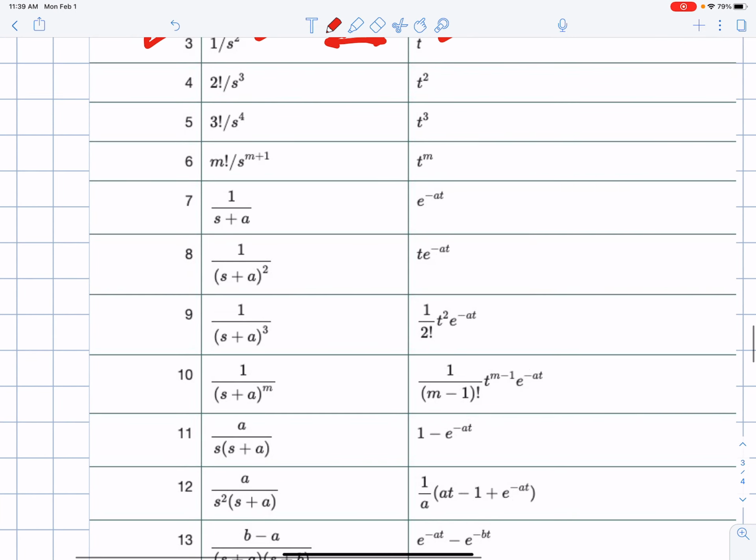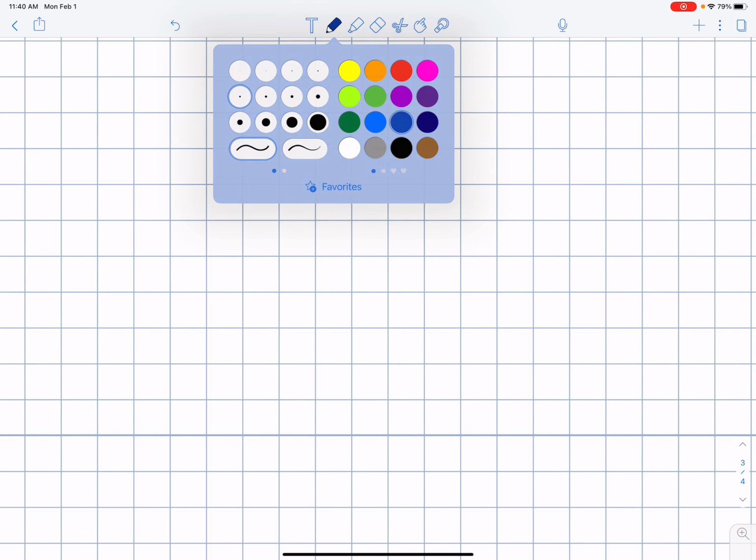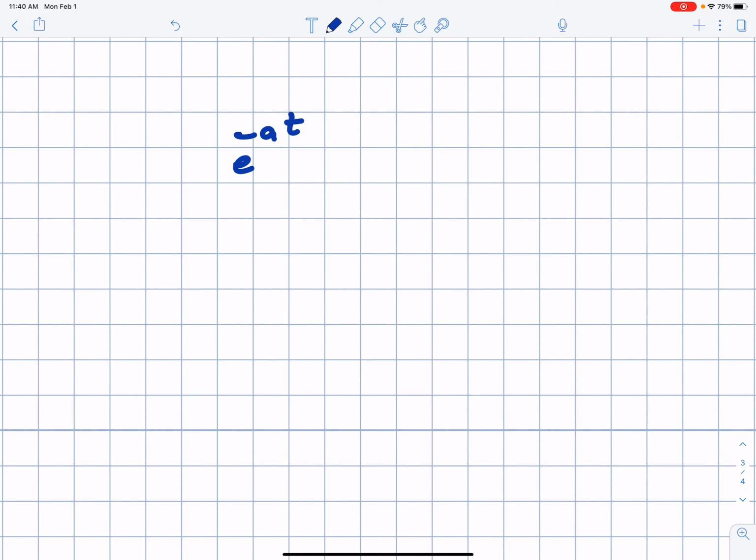Okay, the next couple that I want to talk about involve exponentials. So let's look at e to the minus at and t e to the minus at. All right, so I need a little space to talk about this. So the first one, e to the minus at, I normally go ahead and write down that there's a unit step.